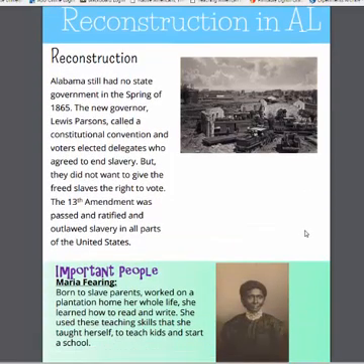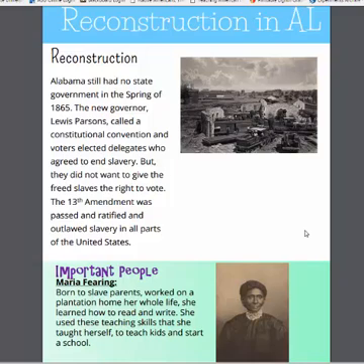Some of the things to come out of Reconstruction, which is rebuilding after the Civil War, included a new government for Alabama. As they were becoming part of the Union, they had to start and form a new government. And they did this with a governor, Lewis Parsons, and he called for a constitutional convention where voters were then electing who would be representatives, and they agreed to end slavery.